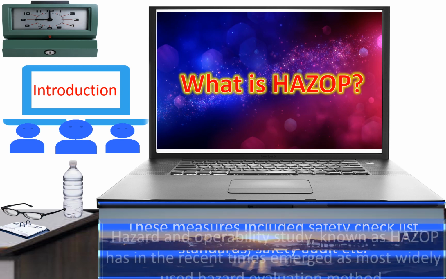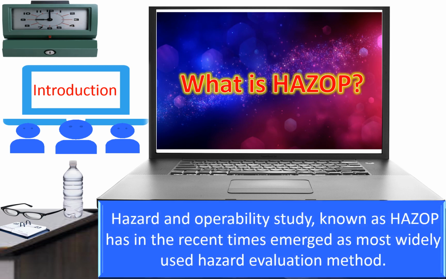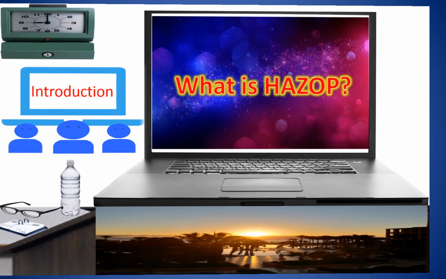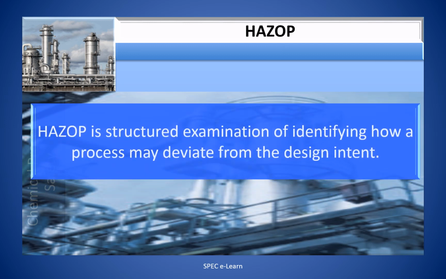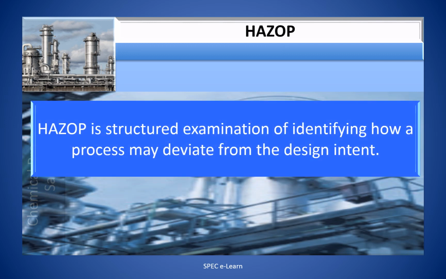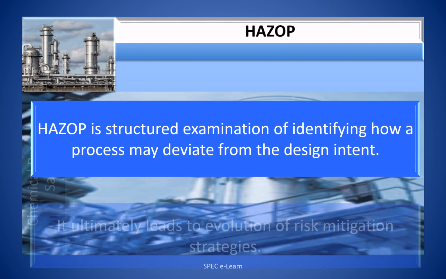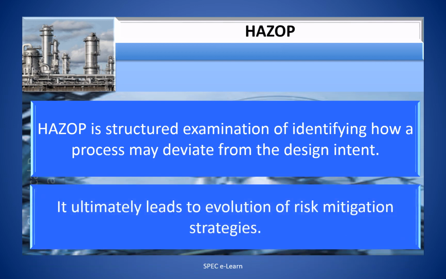Hazard and operability study, known as HAZOP, has in the recent times emerged as most widely used hazard evaluation method. HAZOP study is structured examination of identifying how a process may deviate from the design intent. It ultimately leads to evaluation of risk mitigation strategies.